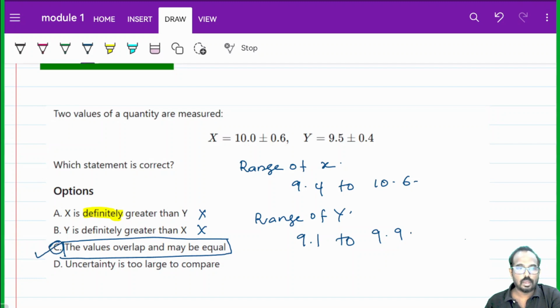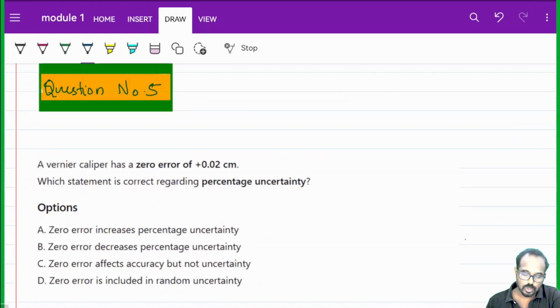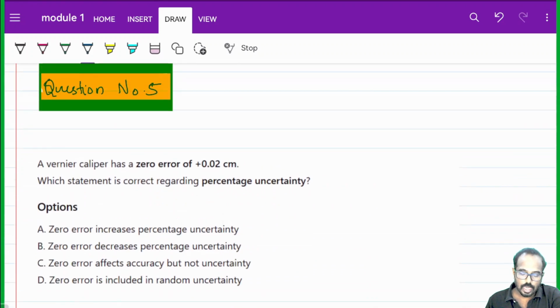Okay, I hope you got this right. The next question, we will move on to the fifth question. A vernier caliper has a zero error of 0.02 centimeter. The zero error is given. Which statement is correct regarding the percentage uncertainty? This type of question, you need to read all the options and eliminate all the possible wrong answers. Then you conclude.